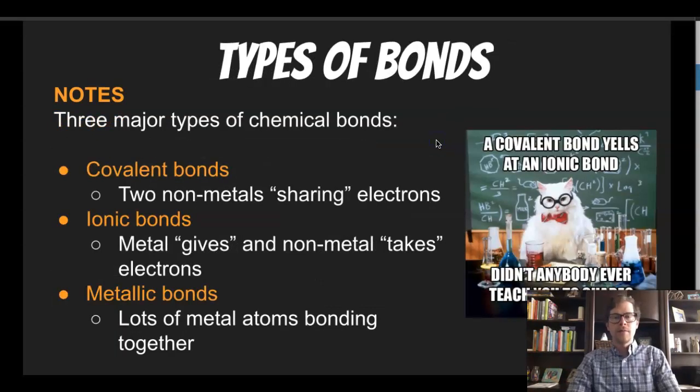Okay, then another review is what are the major types of bonds that we can have between atoms. We talked about three kinds: covalent, ionic, and metallic. Metallic is when it's nothing but metal getting together, and that's not really something that we're paying attention to in this class, but just so you know. The ones that we're really focused on are covalent, which are two nonmetals sharing electrons, and ionic, which is between one metal and one nonmetal, when a metal gives and a nonmetal takes the electrons, because bonding is all about those electrons.